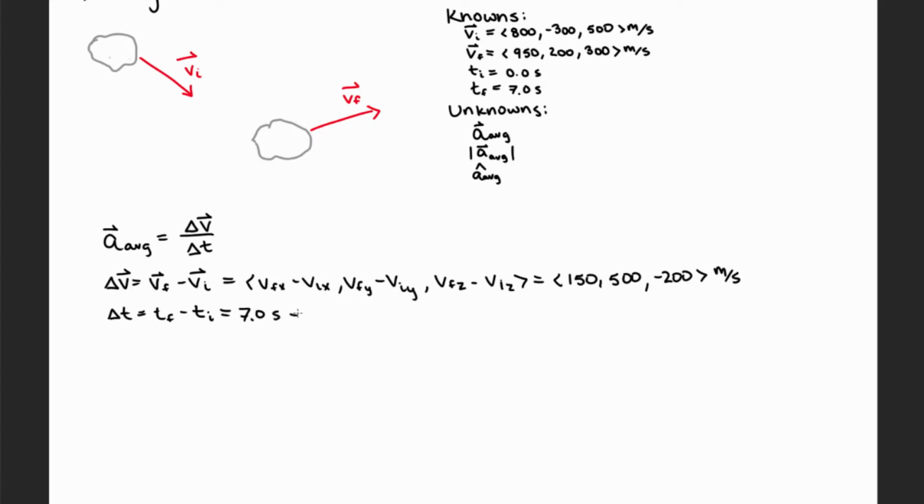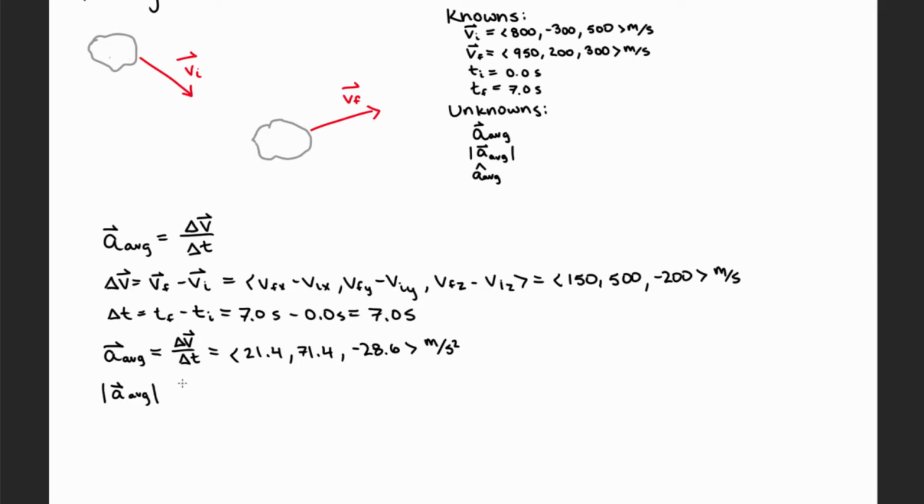As for the change in time, it is simply the scalar subtraction of the two quantities. After we have found the change in velocity vector and the change in time scalar, we can simply divide them partwise. After we have found the average acceleration vector, we can then find its magnitude and its unit vector.